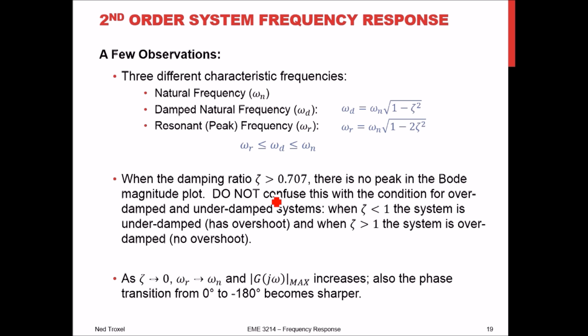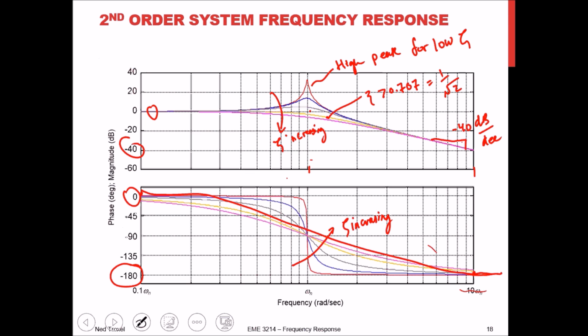When the damping ratio is greater than 0.707, okay, it's impossible to have a real frequency here. What that means is that there will be no peak in the Bode magnitude plot. Okay, so for small zeta we get this peak around omega n, a resonance. Okay, for large zeta there is no peak visible. Okay, if you have very sharp eyes, you might notice that the peak actually moves to the left, okay, as zeta increases.